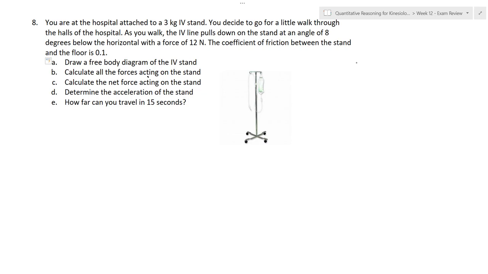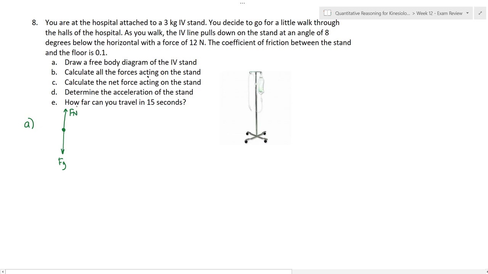So first you're asked to draw a free body diagram of the IV stand. Okay, so this is the IV stand, this little dot. Now what forces are acting on it? Okay, the first force we're going to say is the force of gravity, which always points straight down. Okay, what else is there? So the IV stand is on the surface of the ground, so there's going to be a normal force, and that normal force has to oppose, or it has to be perpendicular to the surface, so it's pointing straight up.